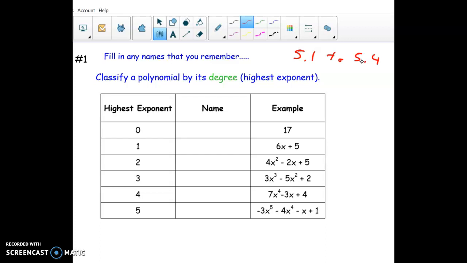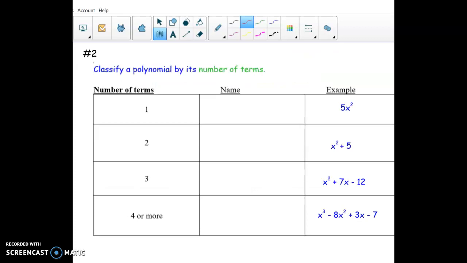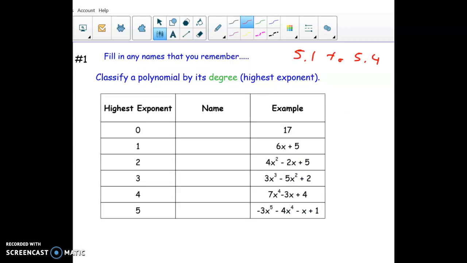First thing is you have to name or classify polynomials by their degree, which is their highest exponent, and then also by how many terms they have. Right, so I'm going to have you try that here. You don't even have to necessarily write them down, but just see if you can remember what the names are for these different exponents. So highest exponent of 1, 2, 3, 4, 5, and then if there's no exponent at all, what name is that? So pause the video, give this a shot.